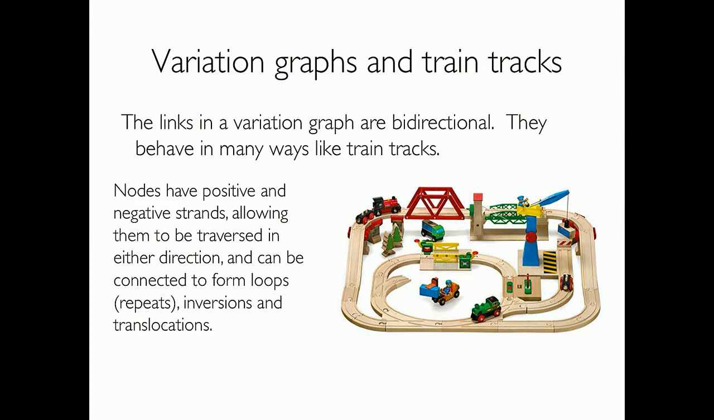And that's actually the same as a train track. You know, a train can move in either direction. The two rails are actually different. You can turn it around and move either way. You can join things up so that you can get loops and cycles where you go around, or you can get inversions and all sorts of different structures.